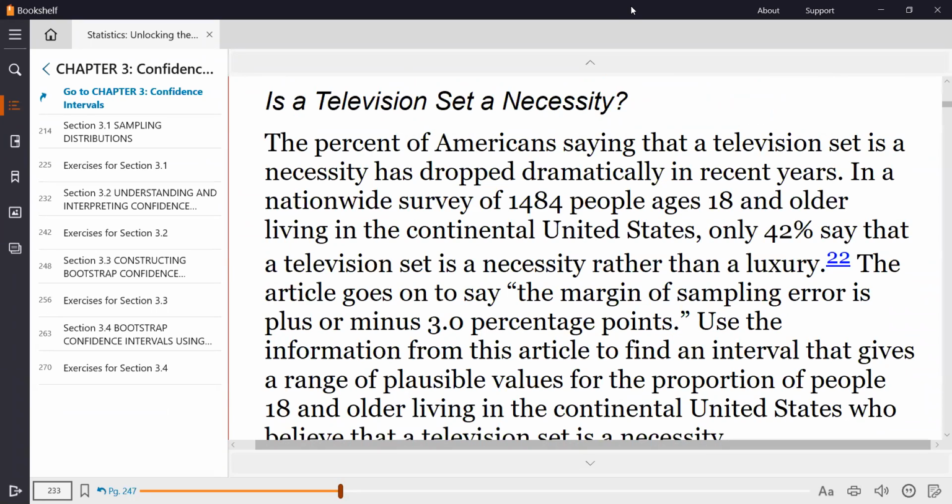So I'm going to use this example as a demonstration of how to use StatKey to do confidence intervals through what's called bootstrapping, and I'll explain what that is in a second. By the way, the videos that I showed you earlier also cover bootstrap confidence intervals, and they show you exactly how to do it.